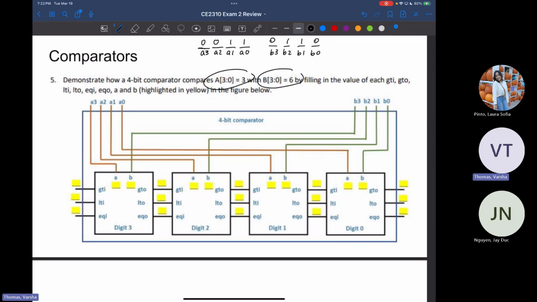Okay, so now we're plugging in our inputs. Over here 0, 0, 1, 1. And then over here the B input, 0, 0, 1, 0. So once again, I said we're going to start on the left side.